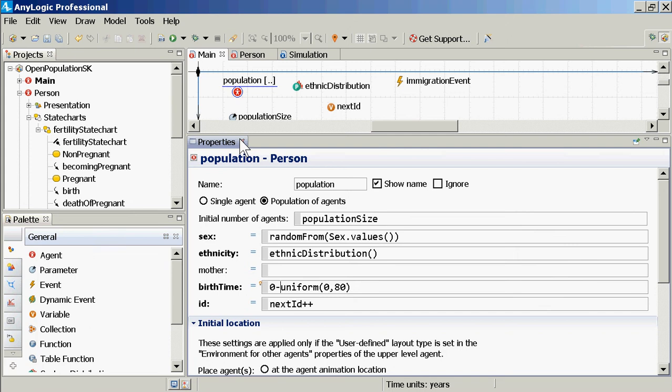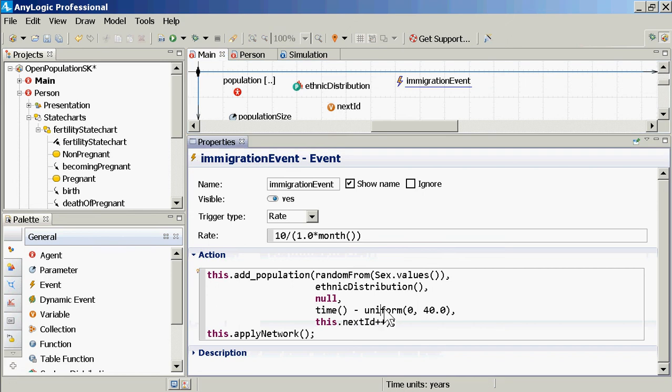Now, this is completely consistent with what we see going on elsewhere, because when someone comes in via immigration, we're asking when was their birth time? Well, they're now between 0 and 40 years old, but they're coming in right now. So let's suppose it's currently... That's not birth time, that's date of arrival. No, that's birth time that's being set. Add population. Each of these is the parameters of the person.